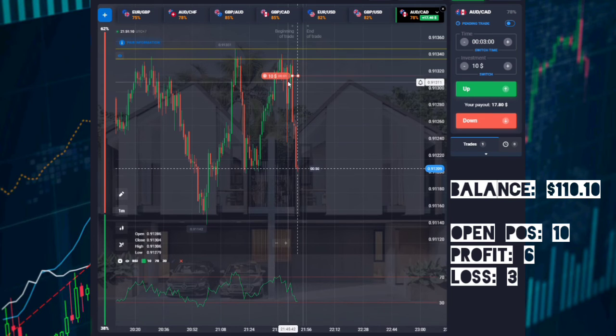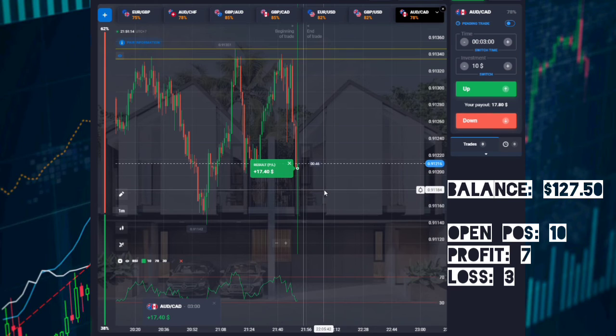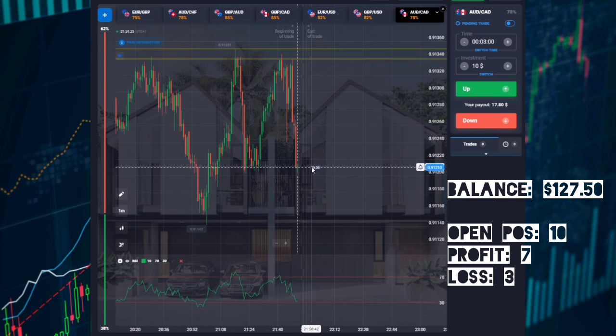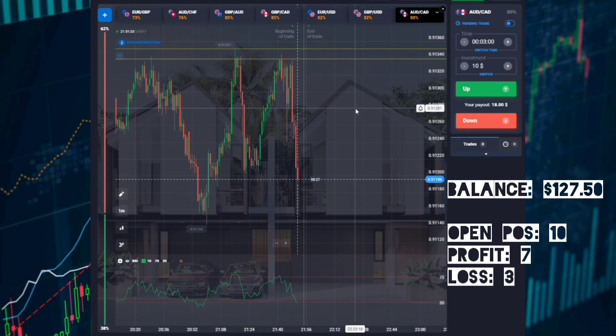Let's see another one. Yeah, I think this one's yes. That's 7 profits and 3 losses. As you can see, my initial balance was $100 and now the balance is $127.5. That means I made $27 within around 30 minutes. I think that's 27.5% profit.